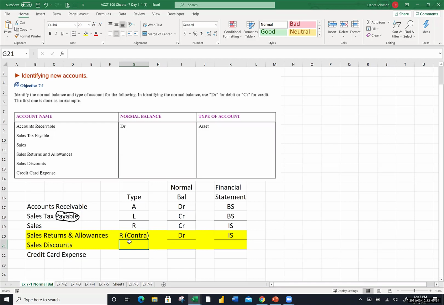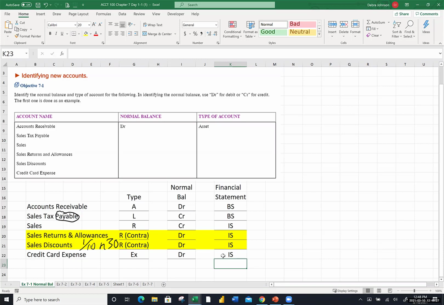And sales discounts, remember what those are. They show up as kind of funky fractions like this. And that one there represents the sales discount. So if you were offered terms of 1/10 net 30, you would be offered a 1% discount if you pay it within 10 days. That's also a contra revenue that has a debit balance, and it goes on the income statement. And again, I highlighted those because the contra accounts always cause a little bit of confusion. And then credit card expense is an expense. Expenses have debit balances, and expenses go on the income statement.